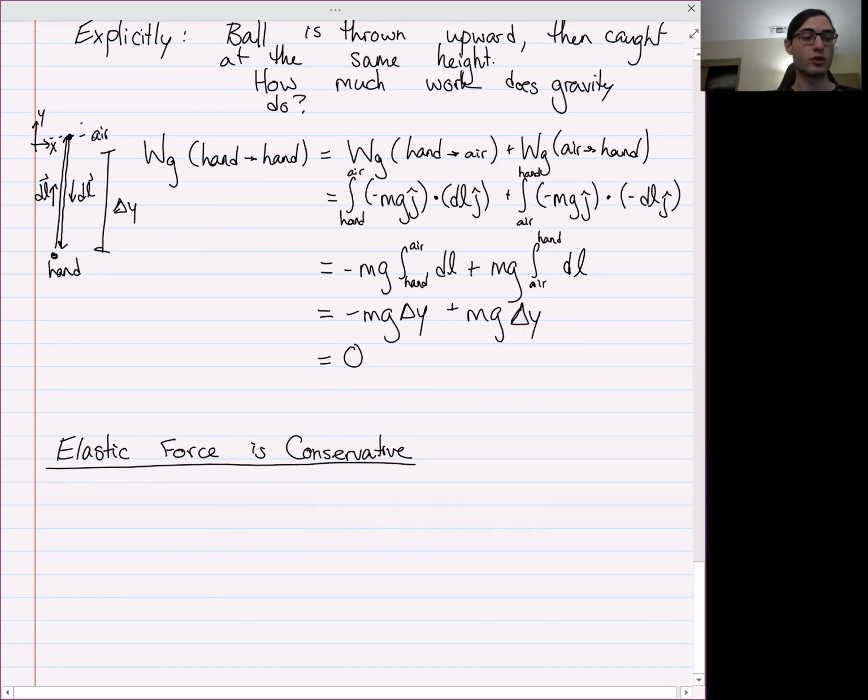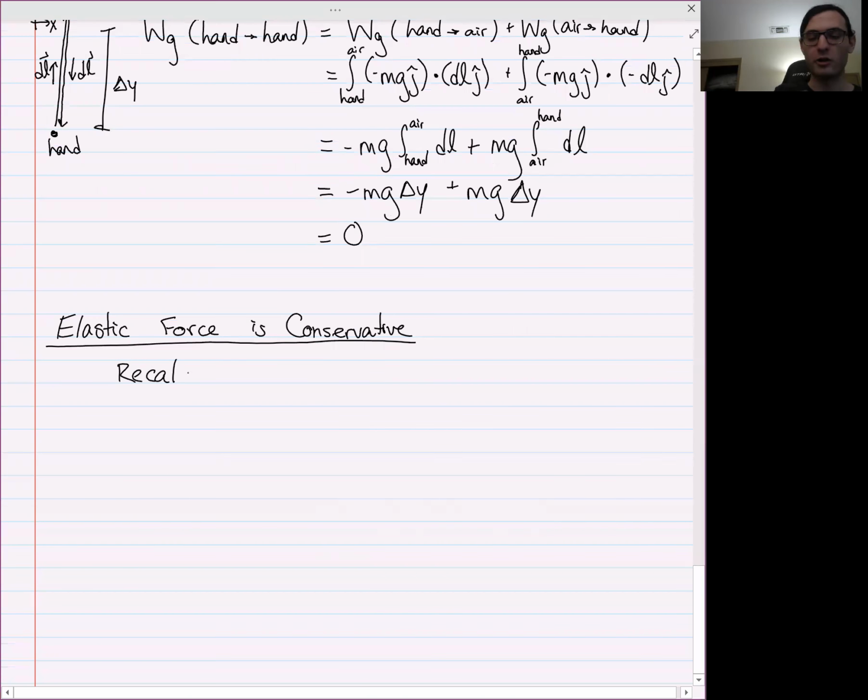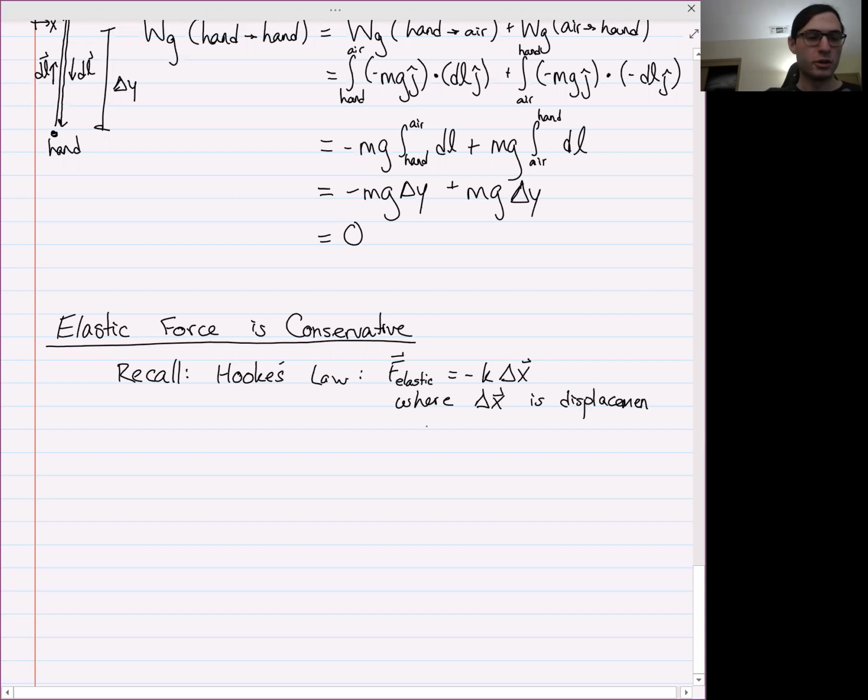Not in this case, that's just generally true. So I want you guys to remember Hooke's law. Hooke's law was a statement about the force from a spring or from something that's elastic. The vector equation was negative k delta x, where delta x is the vector that is displacement from the equilibrium position. So you just find the displacement vector from the equilibrium position to the current position.